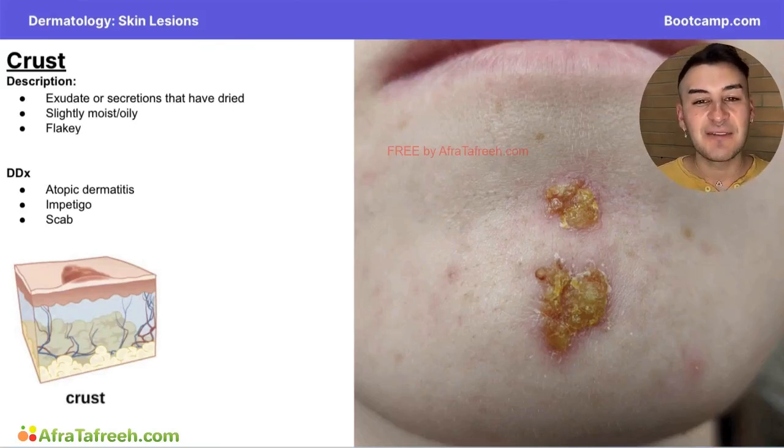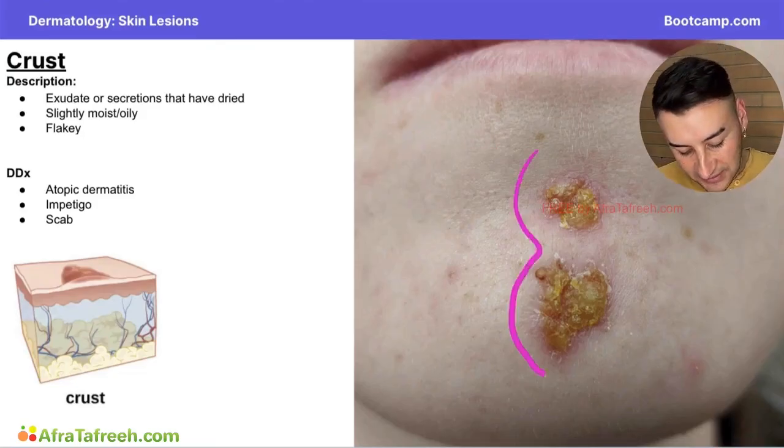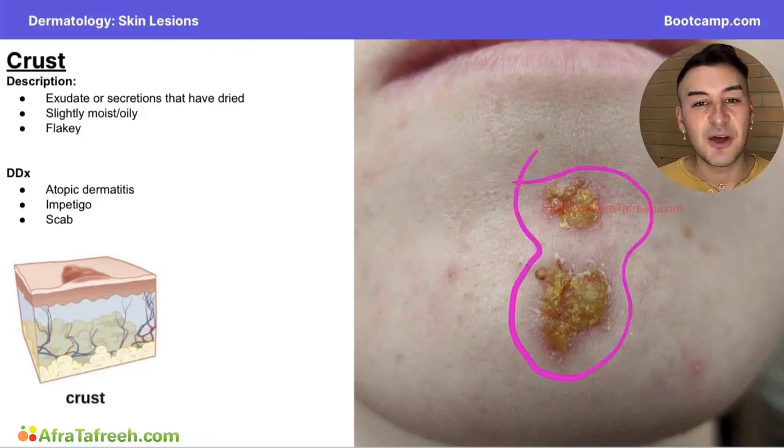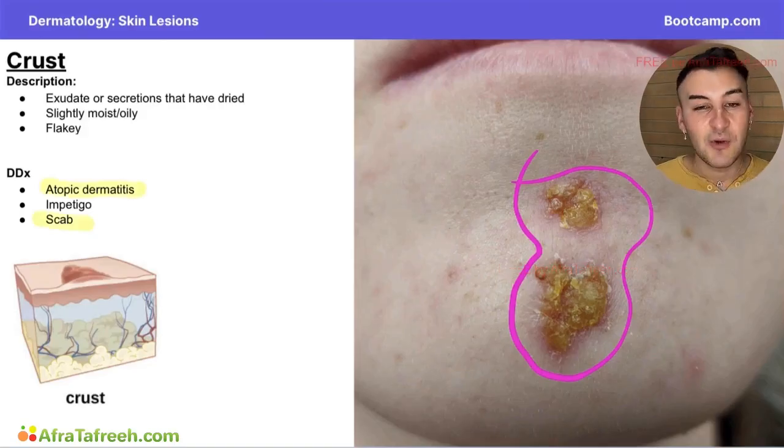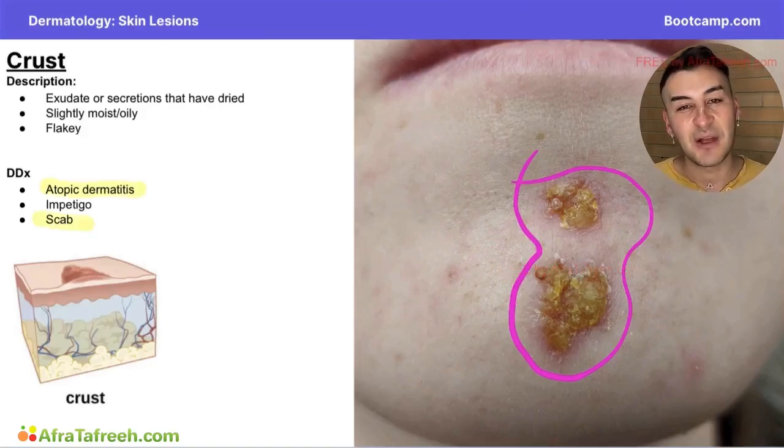Just like if you were to leave honey, which is originally a liquid, out on the counter, it will dry up and become crusty. And that's exactly what we see here in this lesion of impetigo, classically described as honey-colored crusting. Some other examples of crust would be atopic dermatitis and also scab formation, which is just blood that has now become a crust.